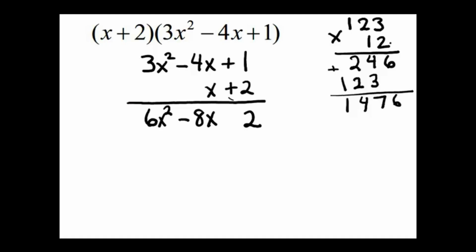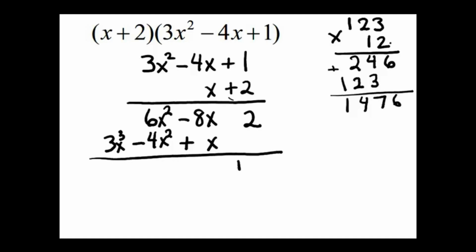And then we'll switch. We're going to take x times 1. When we write it down, it needs to go in the x column. X times negative 4x will be negative 4x squared. And x times 3x squared, we need a new column, will give us 3x cubed. And then we will combine. And we should have the same answer. This is just a different way of doing the same problem.